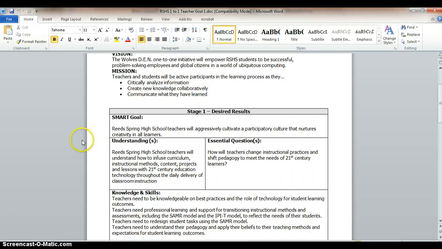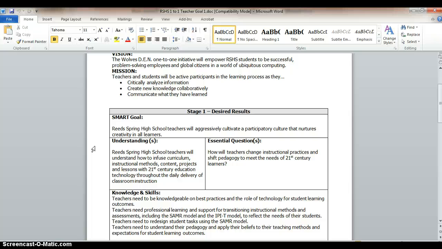So just for your point of reference, this is a high school teacher goal. We have teacher goals and student goals. And in all of the resources that I'm going to provide for you, I'll try to give you enough examples so that you can have a clearer understanding of what you need to do.